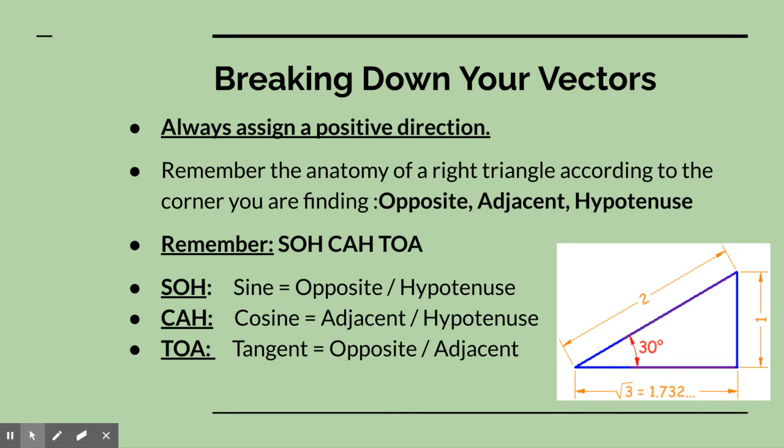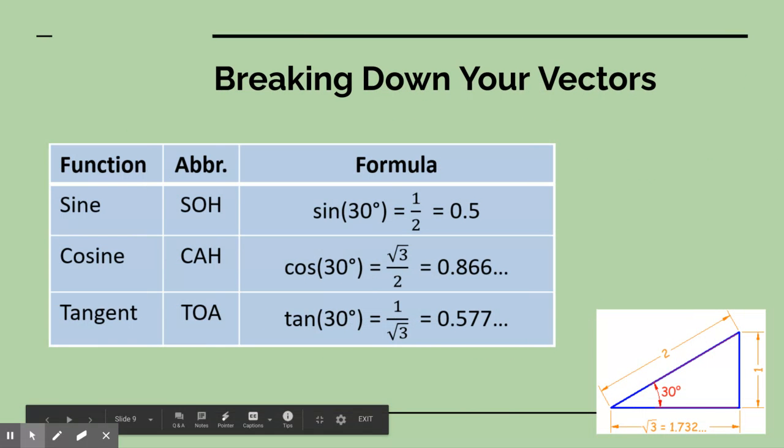The only thing this is missing, which you'll see in the next slide, is that it's sine theta, cosine theta, tangent theta. It's the sine of your angle, or of whichever particular corner you're looking at in a triangle. Okay. So here's what I'm talking about.